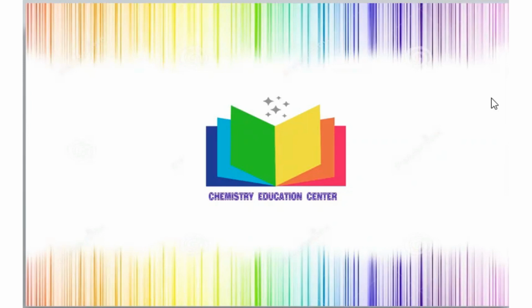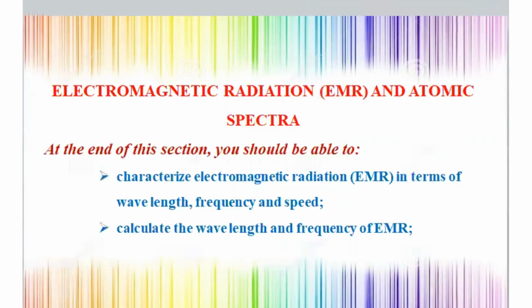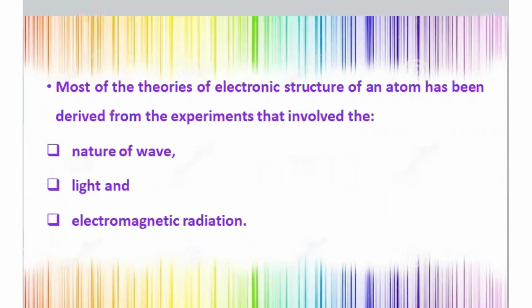Today I will present to you about electromagnetic radiation. At the end of this lesson, students should be able to characterize the electromagnetic radiation in terms of wavelengths, frequency, and speed, and calculate the wavelengths and frequency of electromagnetic radiation.